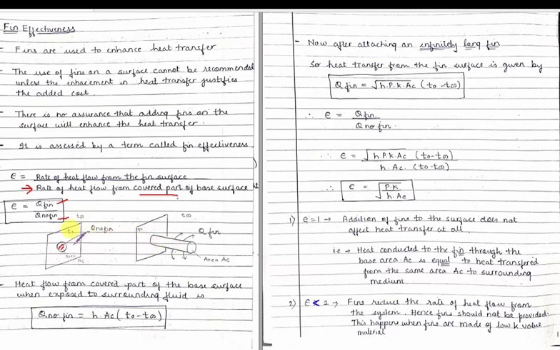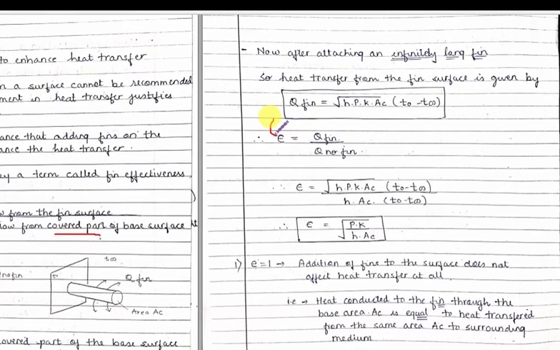So now if I attach a fin of this area AC, what will be the heat transfer? If the fin is infinitely long, we have seen the derivation for the infinitely long fin. So the formula for heat transfer from an infinitely long fin is what? Under root hPkAc (T0 minus T infinity). Right? So if I substitute the value in the below equation, what do I get?